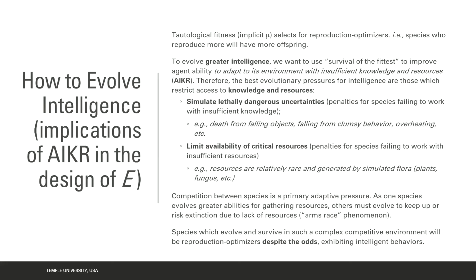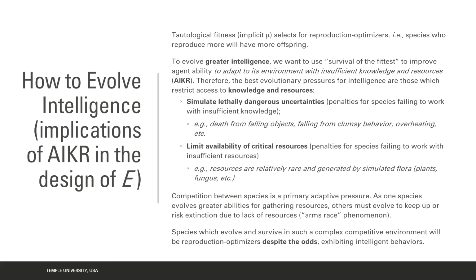So to evolve intelligence, a tautological fitness or implicit mu selects for reproduction optimizers, because species who tend to reproduce more will have more offspring, which will then tend to reproduce more. So to evolve greater intelligence, we actually want to use survival of the fittest to improve the agent's ability to adapt to its environment with insufficient knowledge and resources. And so the best evolutionary pressures for greater intelligence are those which actually restrict access to knowledge and resources.